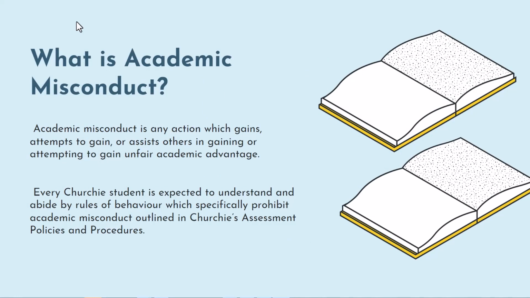So what is academic misconduct? Well, academic misconduct is any action which attempts to gain you an unfair academic advantage, whether for yourself or for someone else. Here at Churchy, every student is expected to understand and abide by the rules of behaviour which are outlined in Churchy's assessment policies and procedures that specifically prohibit academic misconduct.